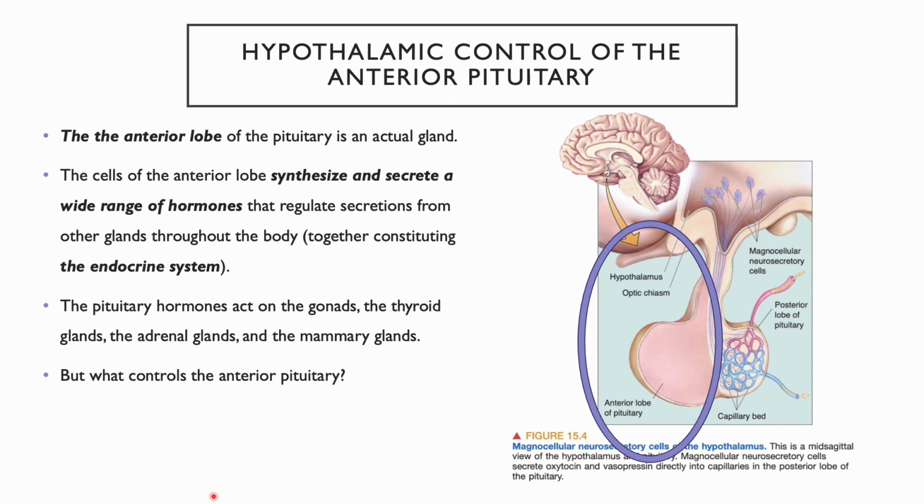So, what controls the anterior pituitary? You guessed it, the hypothalamus. The hypothalamus is truly the master gland and essentially the captain of the endocrine system. So, it's going to be commanding the secretion and production of these hormones that are going to be dumped into the bloodstream.